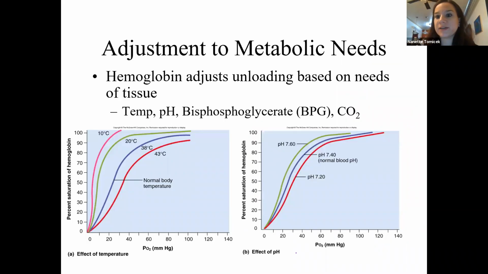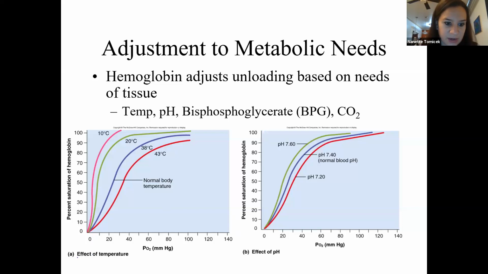All right, that was just sitting around resting, having a nice day. If we start to exercise, body temperature is going to go up. Our pH is going to start to drop. We're going to become more acidic. And that's actually linked to CO2 as well. So CO2 is going to build up. And then there's another thing called bisphosphoglycerate, which I will get back to in a minute. Okay, and this is going to help shift our curve.